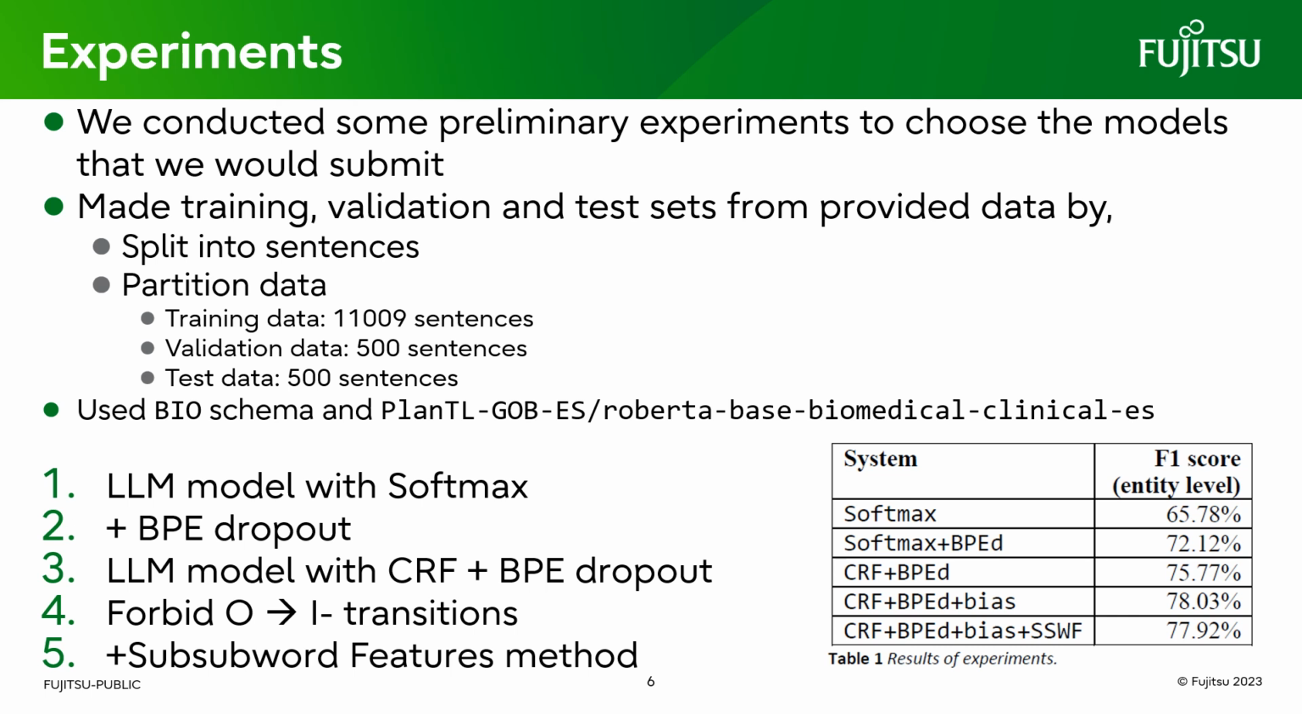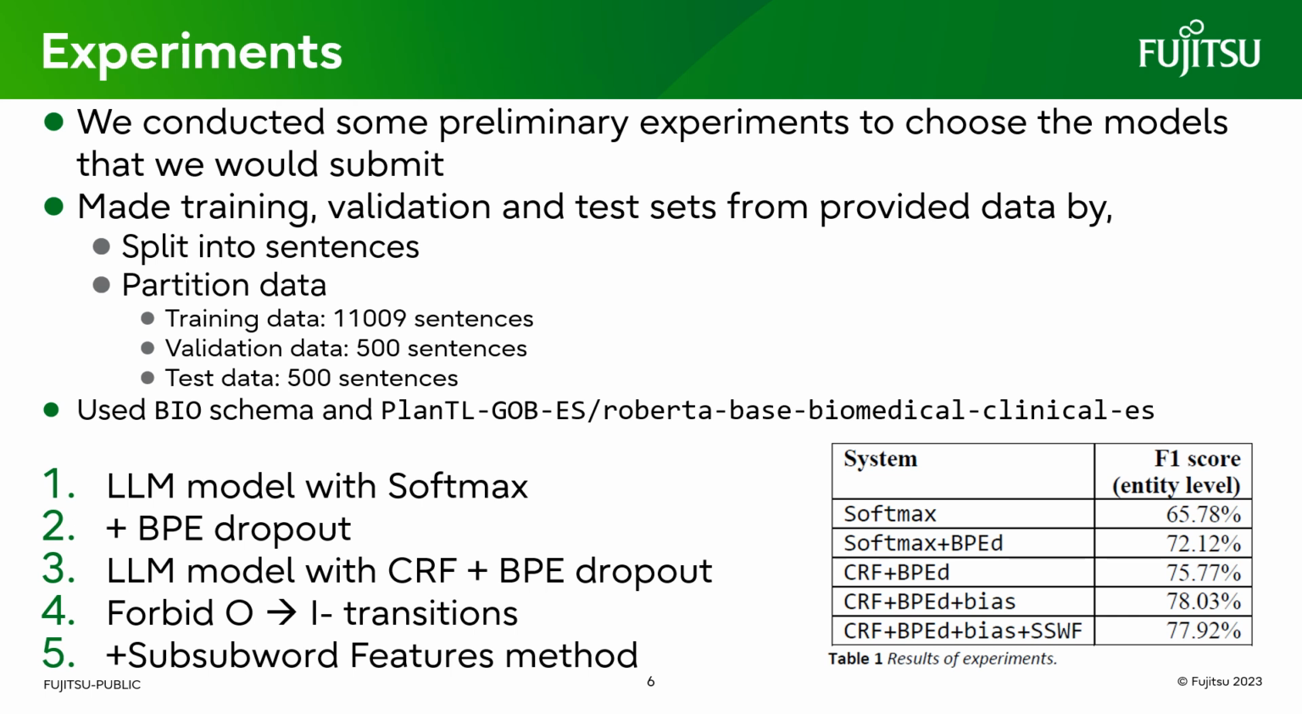The first thing that we tried was using a softmax layer on top of the LLM model that we are mentioning in this slide. After that, we also tried BPE dropout as we described in a previous slide. This improved the performance greatly, but after having a look at the produced results, we realized that the model was producing impossible transitions, such as outputting an inside tag after an outside tag without going through a beginning tag. We decided to use CRF to avoid this problem.